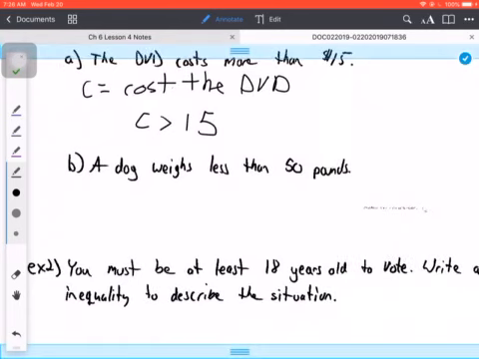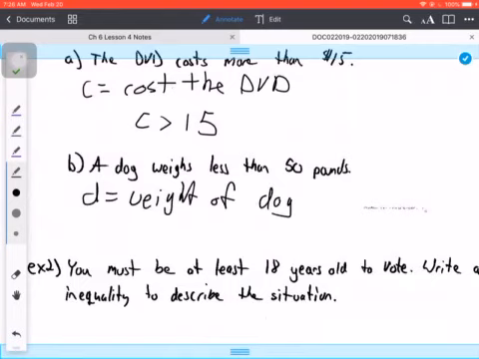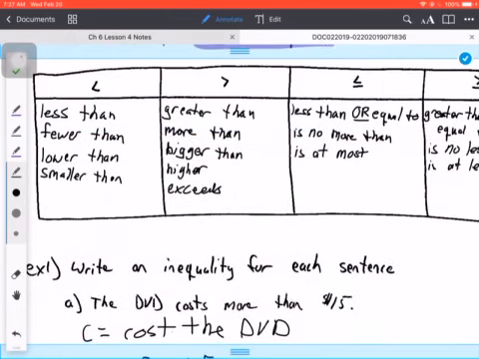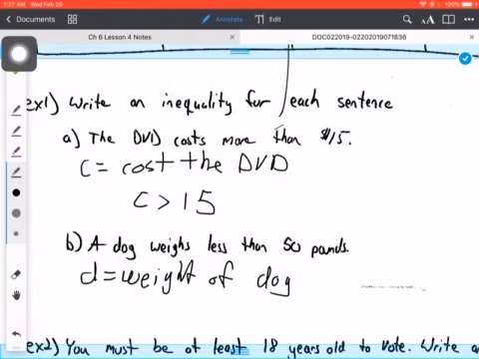For letter B, it says the dog weighs less than 50 pounds, so I'm going to say that D is the weight of the dog. So if it's less than, that's going to be using this symbol right here. So D is less than 50.